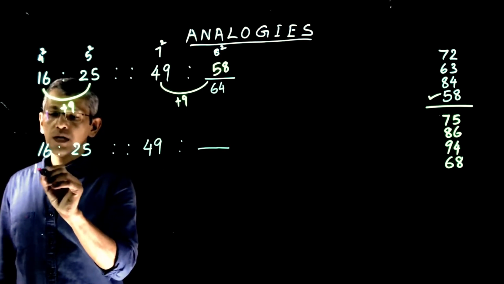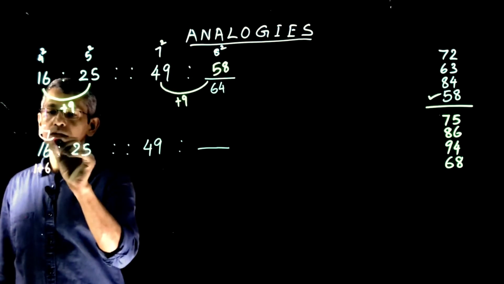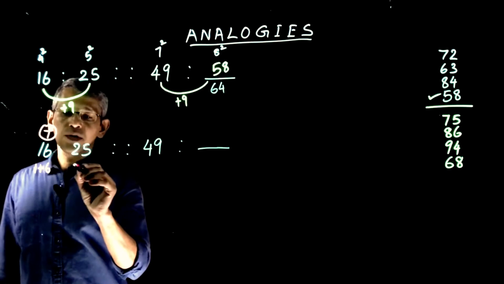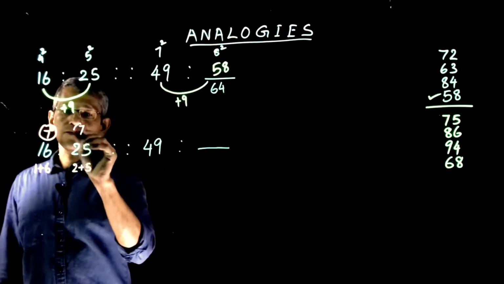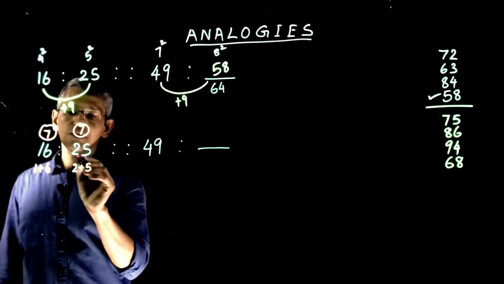16, it is 1 plus 6. 1 plus 6 is what? 1 plus 6 is 7. So that means a digital sum, 1 plus 6. Same way, 25, 2 plus 5. 2 plus 5 is what? 7. So this is 7. So left-hand side we have 7 and 7. That means 1 plus 6 is 7, 2 plus 5 is 7.